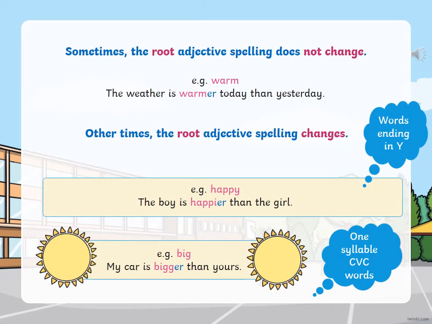Sometimes the root adjective spelling does not change. Like the example we just saw, bright becomes brighter. Warm becomes warmer. The weather is warmer today than yesterday.